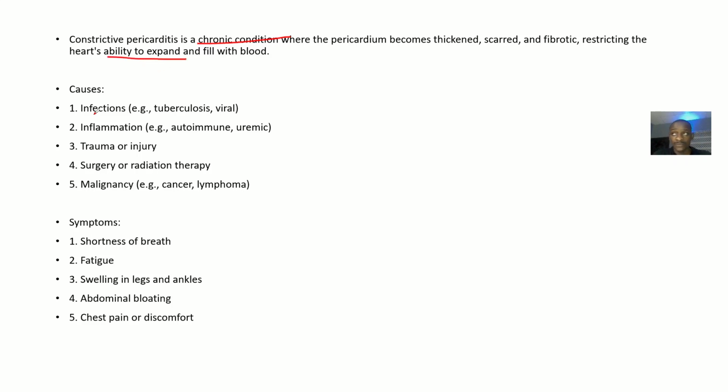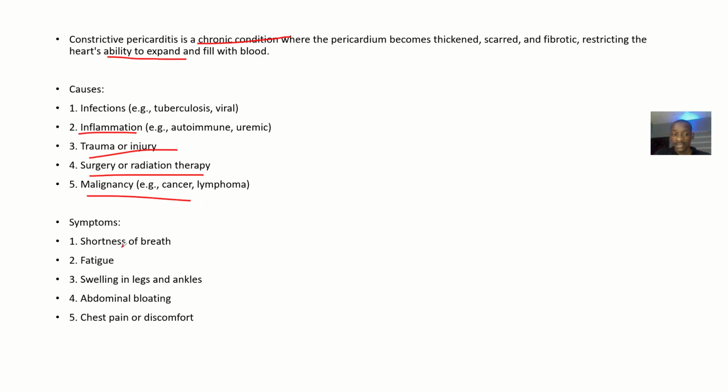All right. Causes: it could be due to infections, it could be due to inflammations, it could be due to trauma or injury, it could be due to surgery or radiation therapy. That's surgery, so surgical complications, right? It could be due to malignancy, where there's cancer or lymphoma.